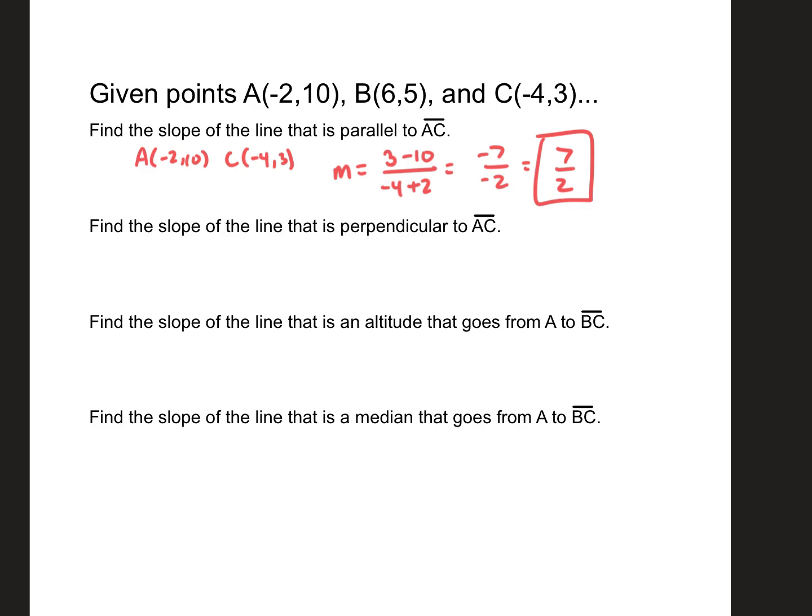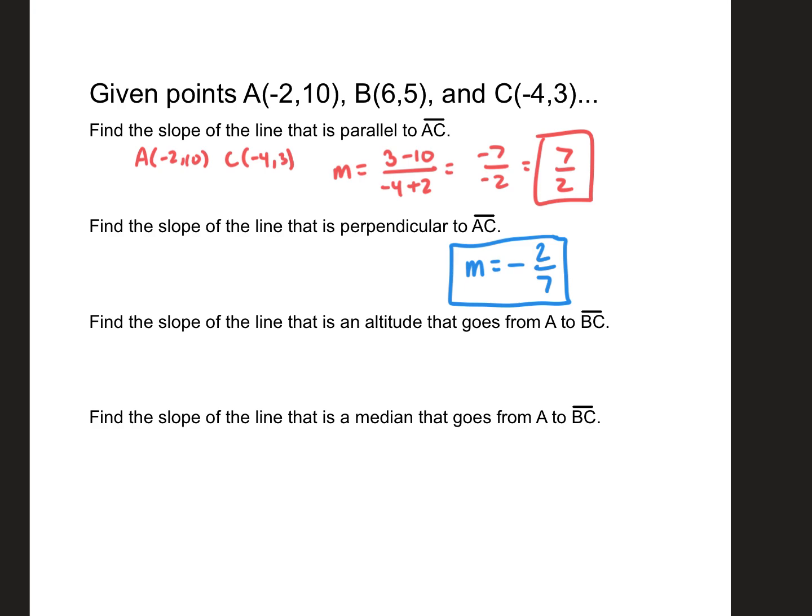Find the slope of a line perpendicular to AC. Well, now, if I know that my line's perpendicular to AC, I should have a slope that is the opposite reciprocal of AC's slope. So if AC, in the problem above, had a slope of 7/2, my slope here should be the opposite reciprocal. So 7/2, opposite's negative, reciprocal would now be not 7 over 2, but 2 over 7. So again, answering questions like this, just going from one thing to the next, okay?